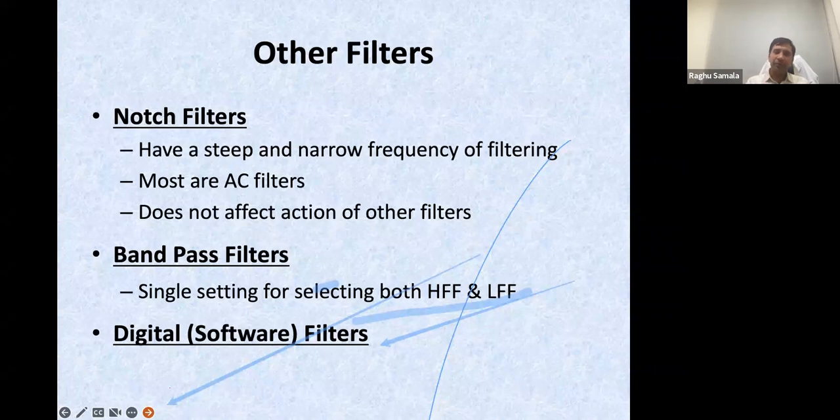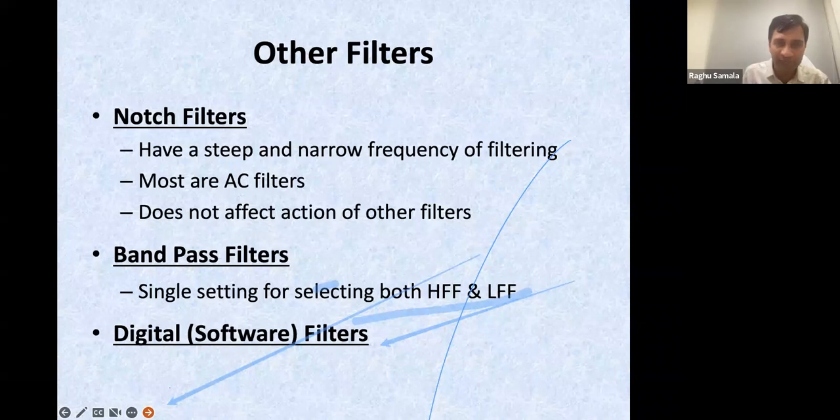Whereas in a notch filter, if I keep the notch filter at a particular frequency, that frequency will not appear on the screen. So it can block one particular frequency. For example, if I keep the notch filter at 60 Hz, anything which comes at 60 will be blocked. So that is the difference between the low frequency, high frequency and notch filter.